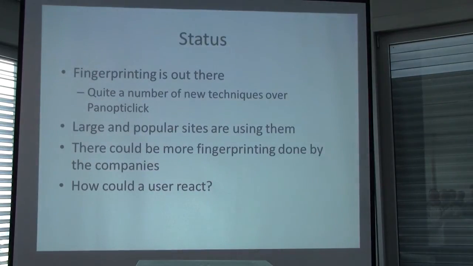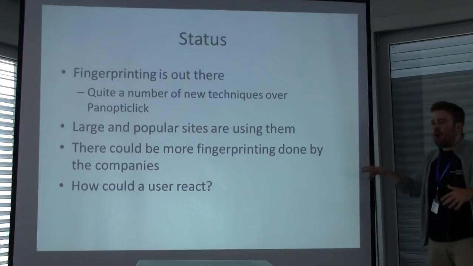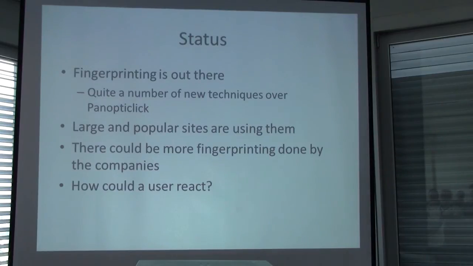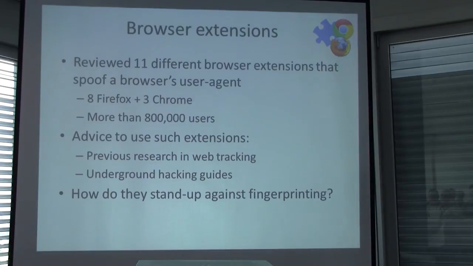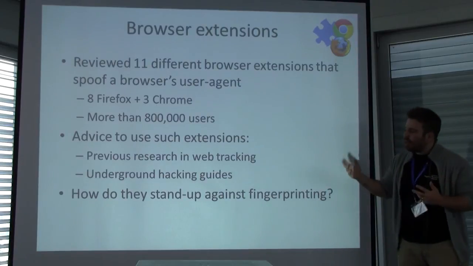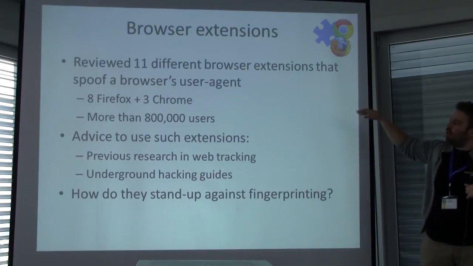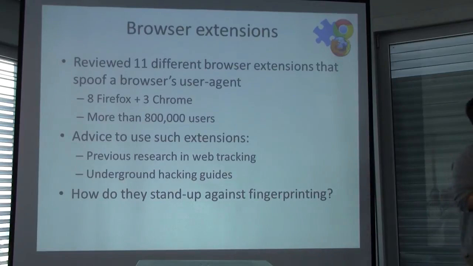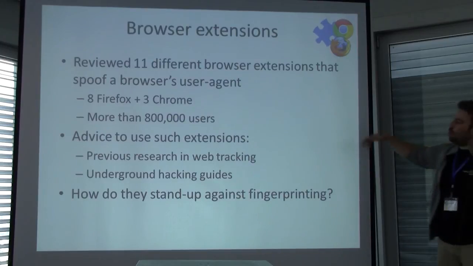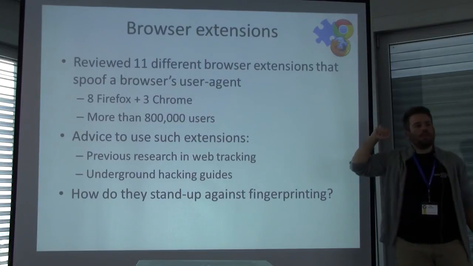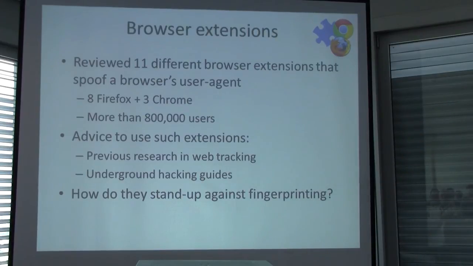OK, so status again. It's done. It's ugly. How do users react, or how do they try to react? So we searched a bit online. What sort of advice do people give against tracking in general? There was published academic research and also underground hacking guides that were saying, yeah, go ahead and use a user agent spoofer to change the signature of your browser and confuse the trackers. So we gathered a total of 11 such user agent spoofers. At the time of our experiments, they were used by a bit more than 800,000 users, and I think now they're more. And the question is, how do they stand up against fingerprinting?